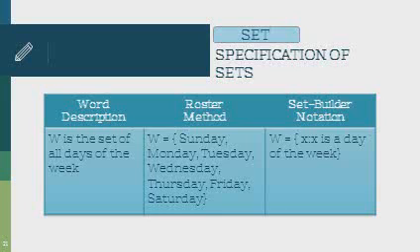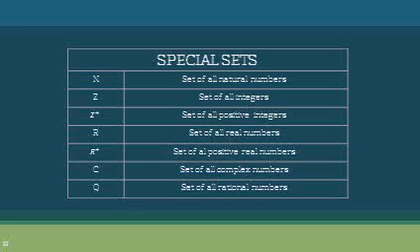Specification of sets. Word description: W is the set of all days of the week. Roster method, that is the listing method. Set builder notation. You should remember the variables used in set builder notation. We also have C, the set of all complex numbers.